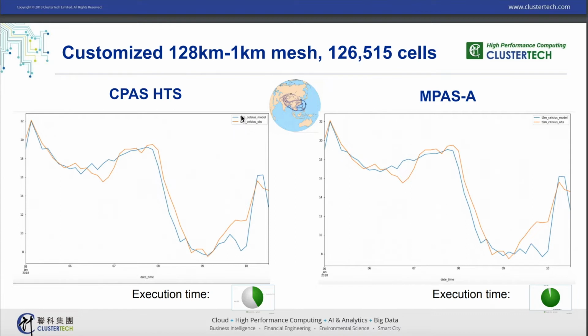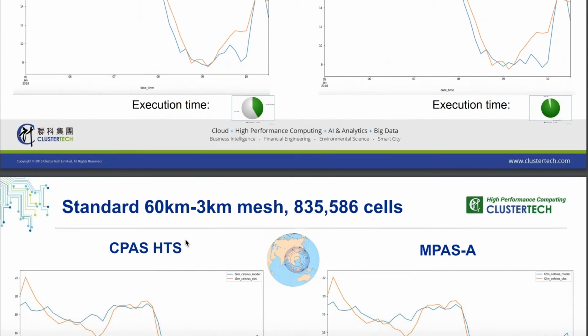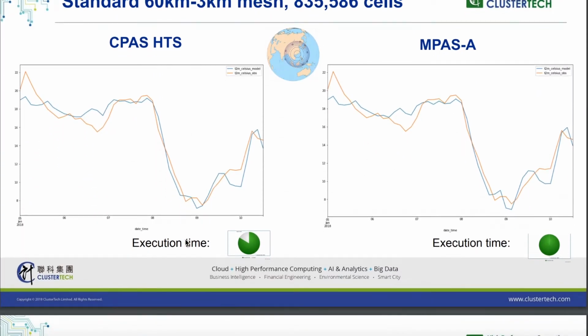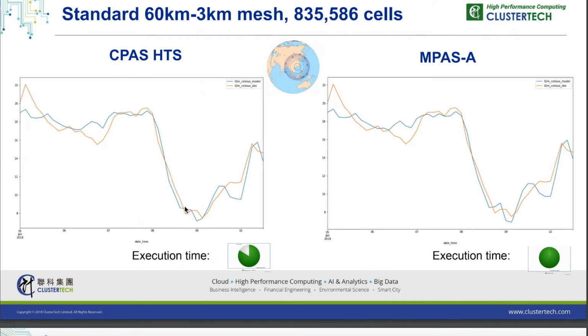The blue line is our prediction. The orange line is the observation of temperature. On the first day, our prediction is pretty good. And on the third day, it can predict the temperature drop, but unfortunately with a shift in time. And for the result of the standard mesh, on the third day, it can catch the drop of temperature at perfect timing, but on the first day, the prediction is not so good.